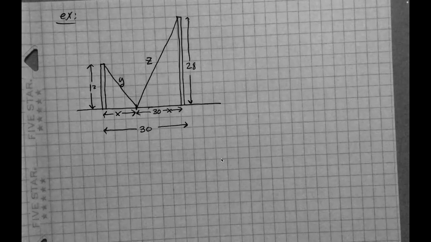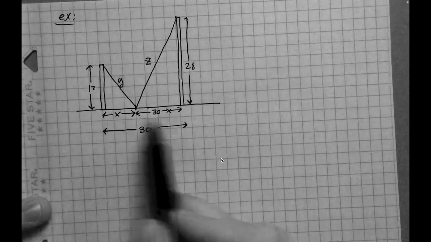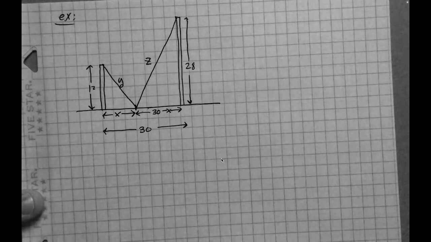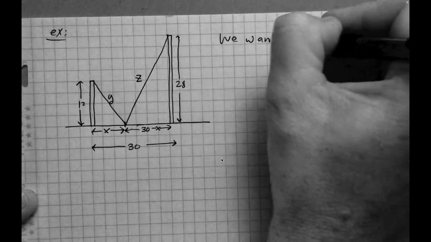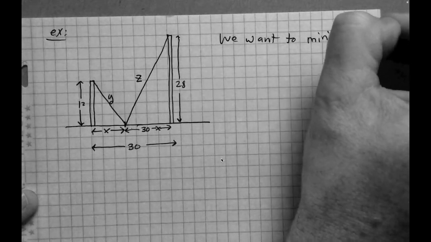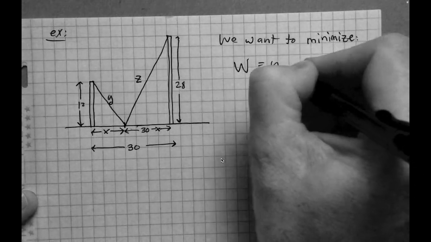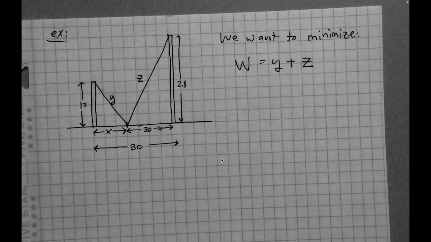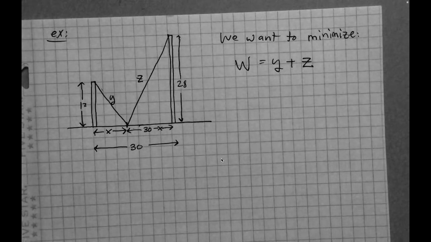It's a kind of a convenient way to notate these things. And it's very useful if, rather than having X and then some other variable over here. Okay. So here's what we want to minimize. So we want to minimize W, that's the length of the wire, which is going to be equal to Y plus Z. So whatever Y is plus Z, that's the length of the wire, and that's what we want to minimize. We want to use as little wire as possible.